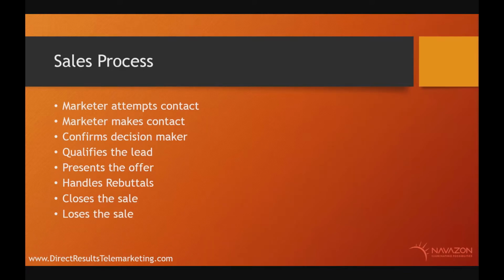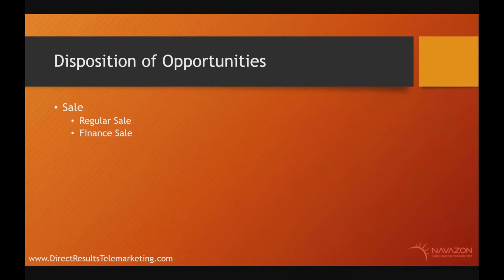Or not. At the end of the call, the marketer enters a disposition code into the system that lets the system know how the call ended and what the next step should be. Here are some common disposition codes. If the marketer made a sale, she'll pick one of the two disposition codes here in our example, regular sale or finance sale. If she made a contact, presented the offer, but did not make a sale, she would pick from one of the no sale disposition reasons, either no money or just not interested.